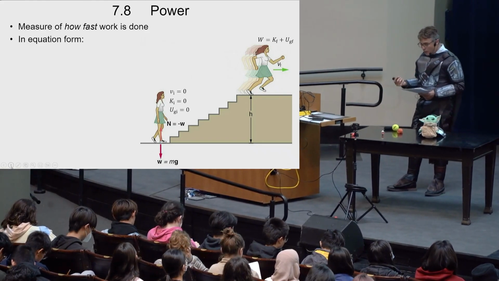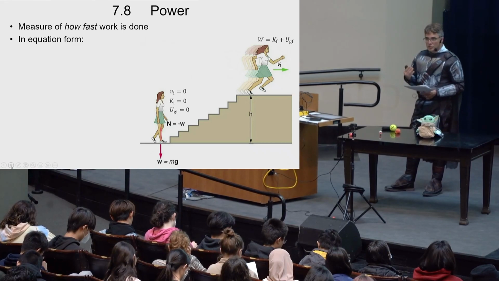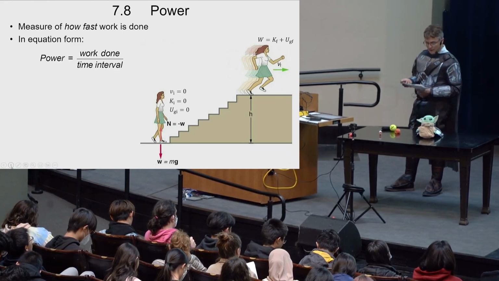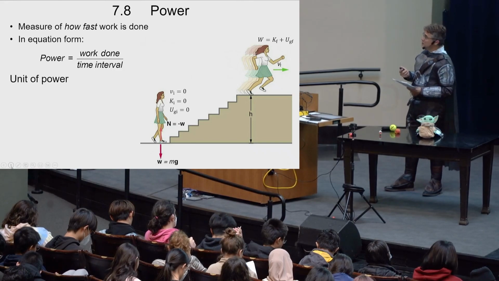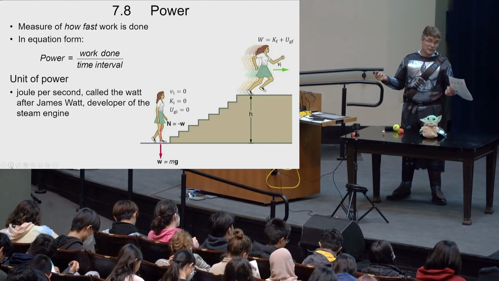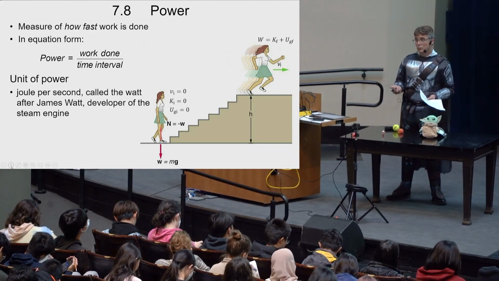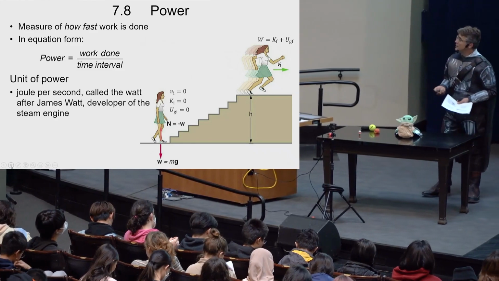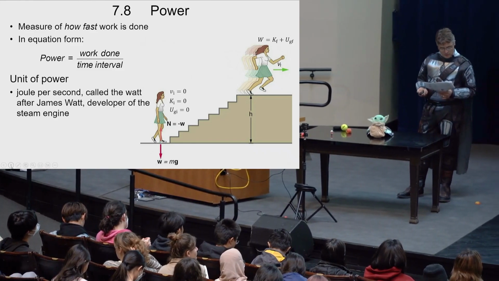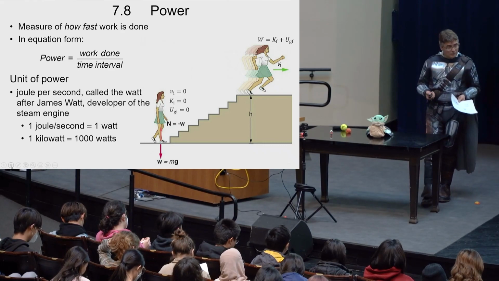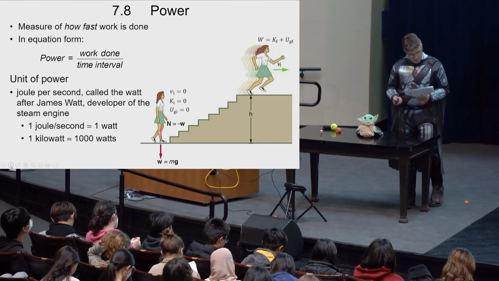So power is a measure in physics of how fast work is done. It's work done divided by the time interval. The unit of power is joules per second. The unit of energy is joules, that's the unit of work, divided by seconds. We also have a name for that called the watt, named after James Watt. And a kilowatt is 1,000 watts.